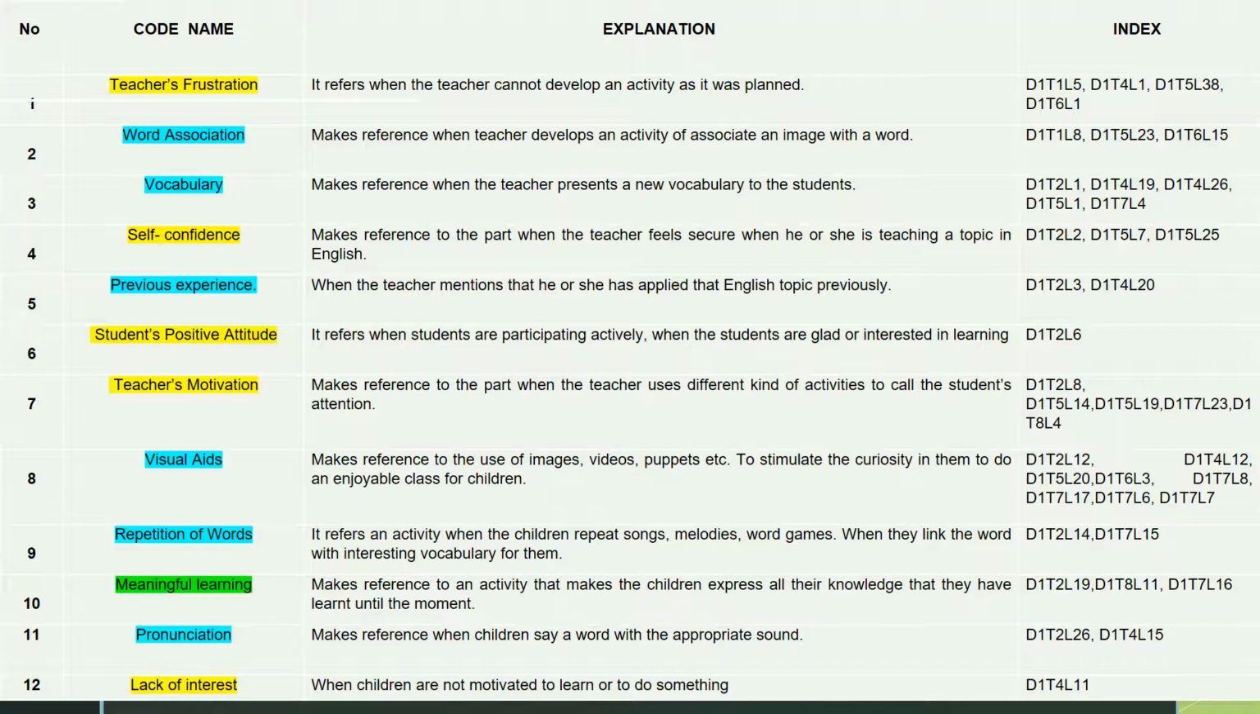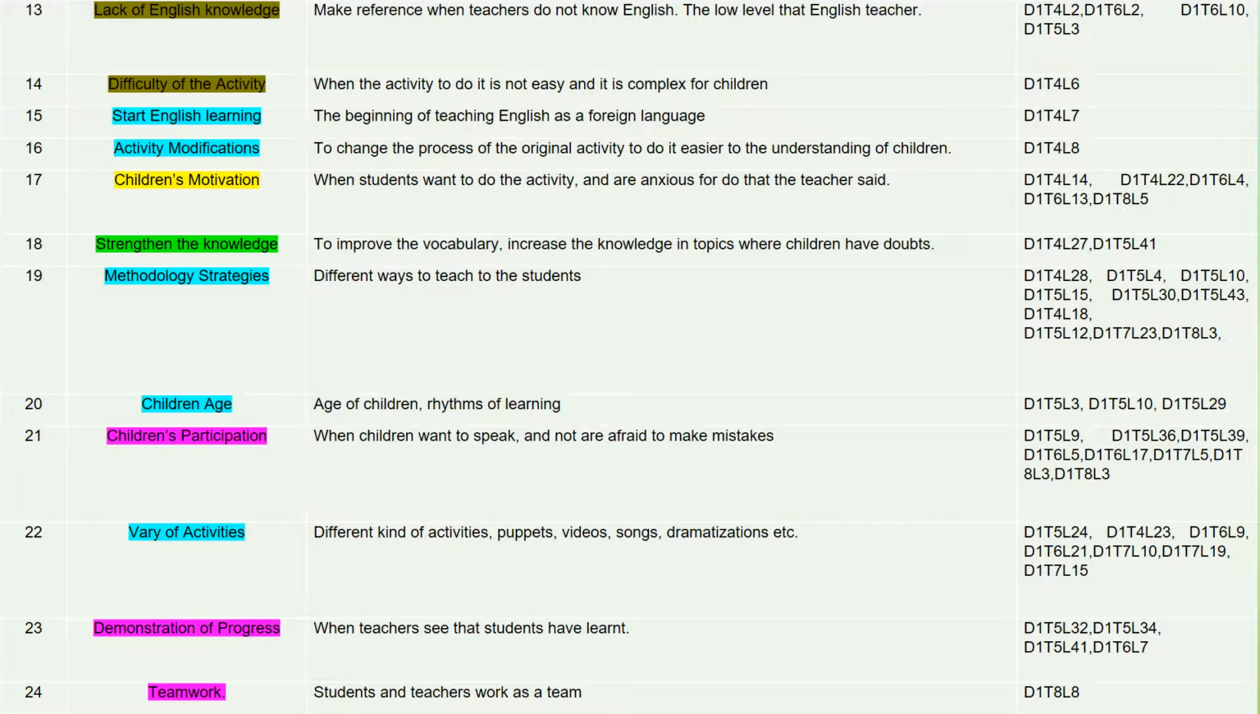In blue, here we also have some important and repeated activities to improve the English level of the students. For instance, vocabulary, word association, visual aids, or repetition of words were repeated in most of the diaries. Here we continue with more codes. We have 24 codes in total.